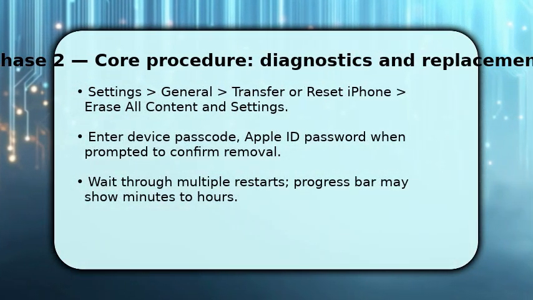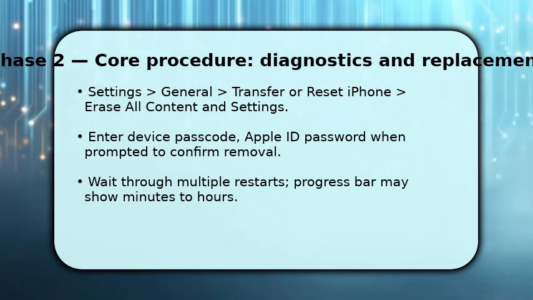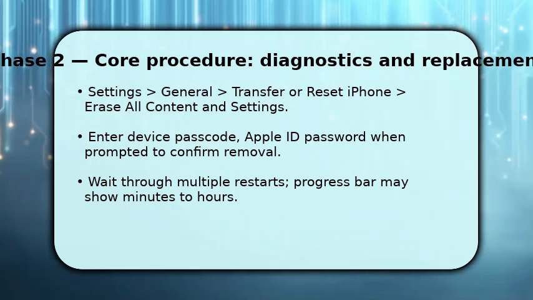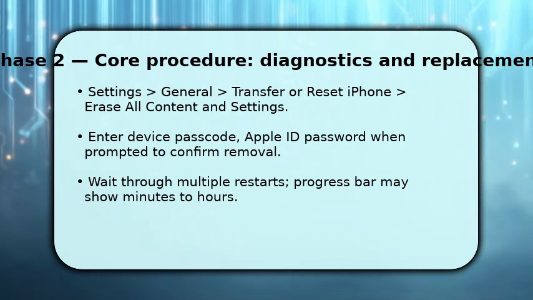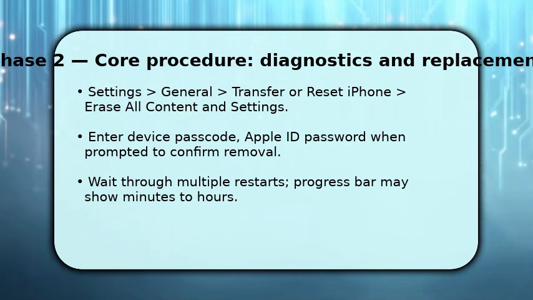Open Settings, General, then Transfer or Reset iPhone and choose Erase all content and settings. Enter your device passcode to authorize the action. When asked, provide the Apple ID password to remove activation lock. This is the why. Without the Apple ID password, the phone stays tied to the account.